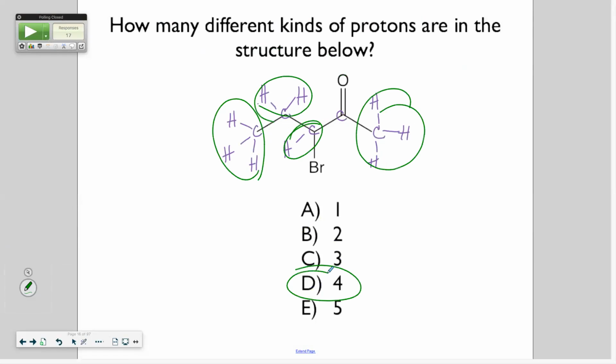Did you try to think that the 2 methyls were the same? The 2 methyls are not the same. This one is 2 carbons away from the carbon with the bromine. This one is next to the carbonyl. They're not the same. Okay, so don't go by CH3. Go by the whole molecule. You gotta look at the whole molecule.